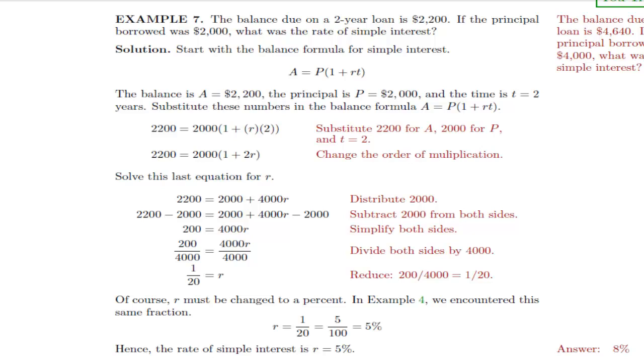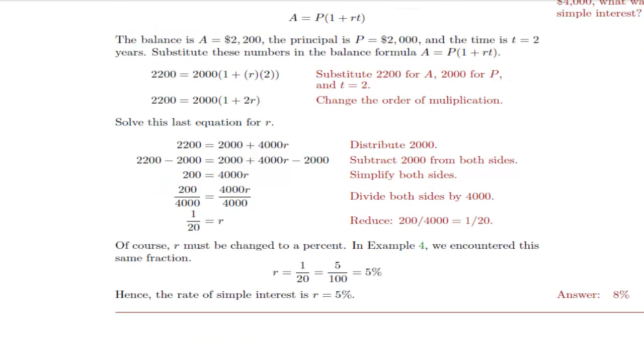Solve this last equation for R. Distribute the 2,000 on the right to get 2,000 times 1 is 2,000, and 2,000 times 2R is 4,000R. Then subtract 2,000 from both sides to get 4,000R on one side. So on the left we have 2,200 minus 2,000 is 200, and on the right 2,000 plus 4,000R minus 2,000 is 4,000R. Divide both sides by 4,000.